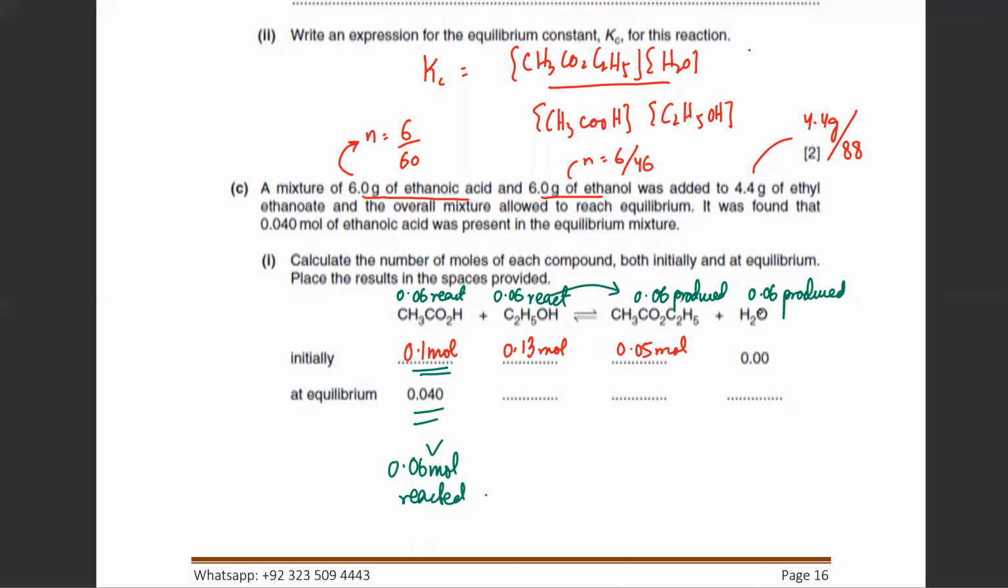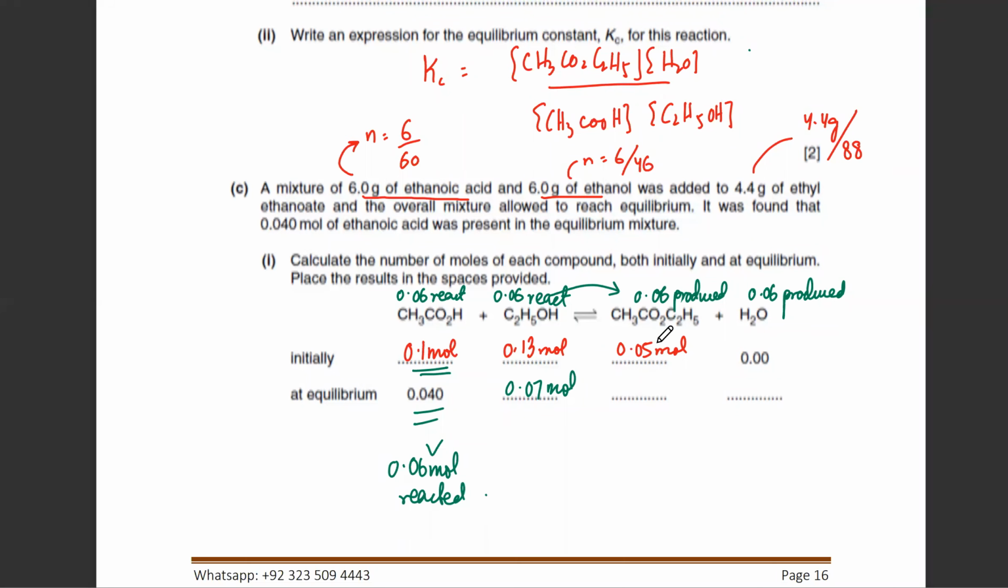So what are your equilibrium moles now? Out of 0.13, 0.06 have reacted. So that means 0.06 are gone, so you'll be left with 0.07 moles. Is this clear that you had 0.13 moles, but you figured out that 0.06 are taking part in the reaction? They're gone. So subtract 0.06 from that. So you're left with 0.07.